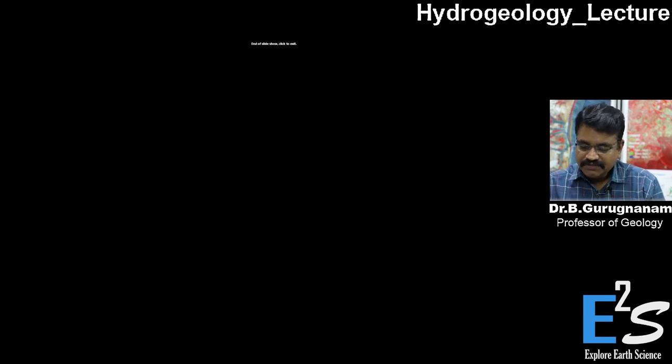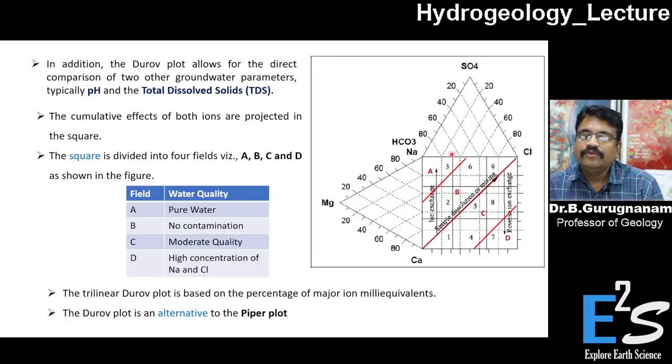With this, the Durov interpretation comes to an end. We will be able to classify the water into four categories. A is pure water, B is no contamination water, C is moderate quality water, and D is higher concentration of sodium. Wherever our sample falls here, based on that we will be able to classify. Again, this can be classified into 9 classes, a more in-depth Durov classification, but that is not required. In general, normally we use only these 4 fields. With this, the discussion of Durov diagram interpretation comes to an end.